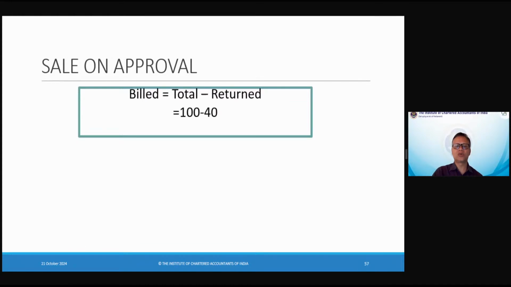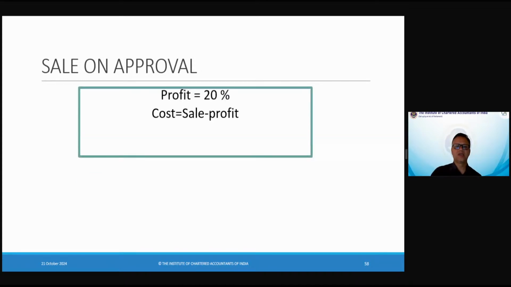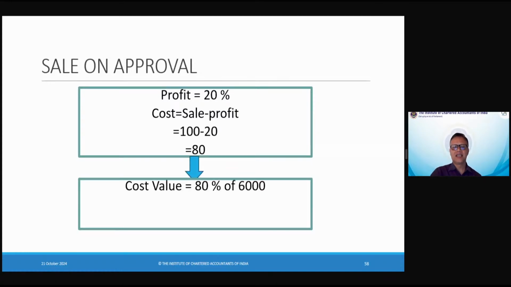So your billed is total 100 minus return 40 is 60. And the sales value is 60% of 10,000 is 6,000. Now this is the sale value of the goods which have gone, and from that we have to find the cost of the goods. I think up to now it's clear to all of you. So profit is 20%. Cost equals sales minus profit. 100 minus 20 is 80. And cost value is 80% of 6,000, which is 4,800. Now in this sale on approval, you can get that the cost of the goods which have been given to the customer is 4,800. So I think it is clear up to now.